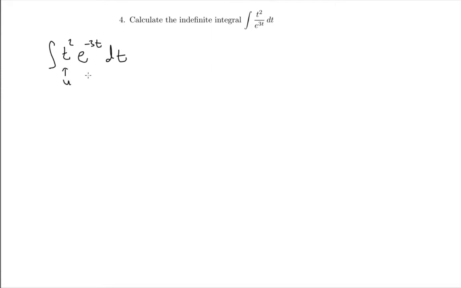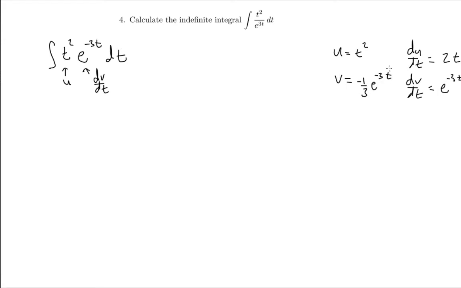So I'm going to let u be t squared, and let e to the negative 3t be dv by dt. Now I'll do my chart. u is equal to t squared, which means du by dt is equal to 2t. v I'm not sure yet, but dv by dt is e to the negative 3t. To get v, I do the antiderivative, which is negative 1/3 e to the negative 3t. Now I can do my integration by parts formula.